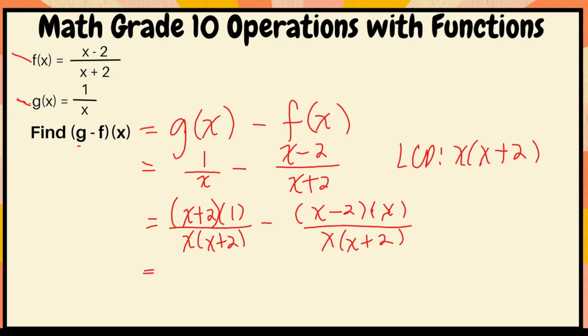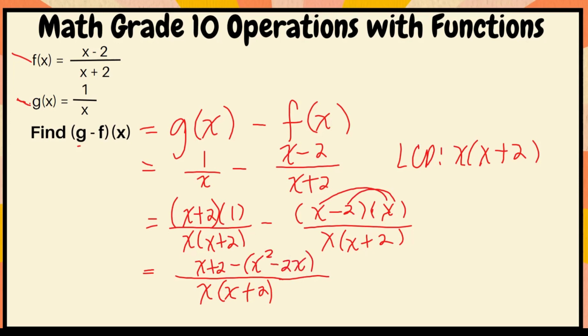Now let's evaluate. Your answer here a while ago was x plus 2, but this one is subtraction, so we have to be careful. So we have to enclose. Your x times x is x squared. Next, negative 2x times x is minus 2x. Then evaluate here. So let's apply your subtraction, or your sign will change. So x plus 2, then minus x squared, then negative 1 times negative 2x is positive 2x. Then we have to copy our LCD.